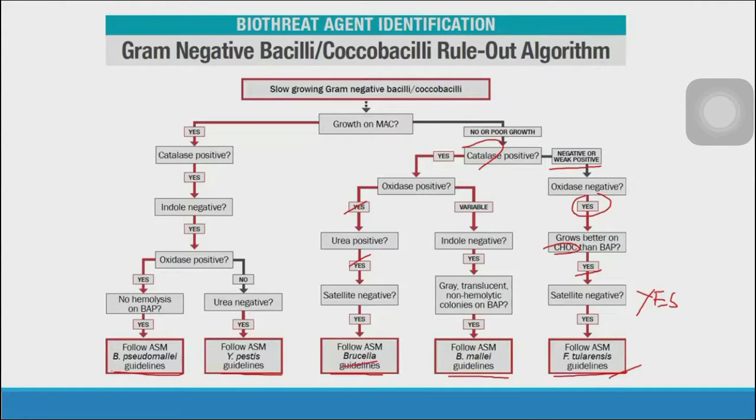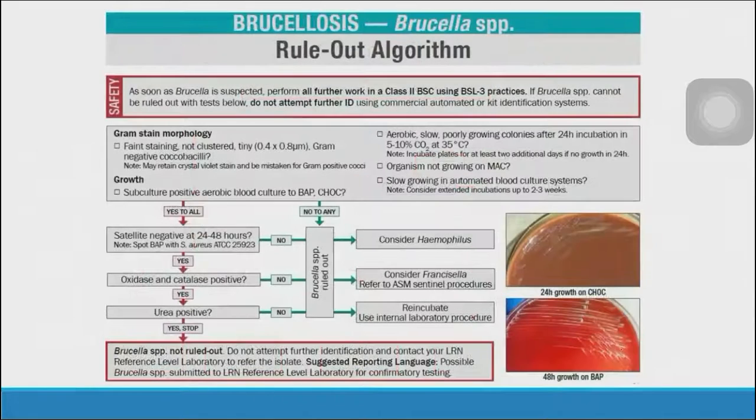But in here, si Francisella, medyo sketchy or medyo malapit sa result. Okay, so try to go over with Francisella. So again, ulitin lang natin yung rule out algorithm. So again, faintly staining, negative coccobacilli. May satellite ba siya? So again, no satellite. No satellite, rather, may satellite siya. Okay, yes.